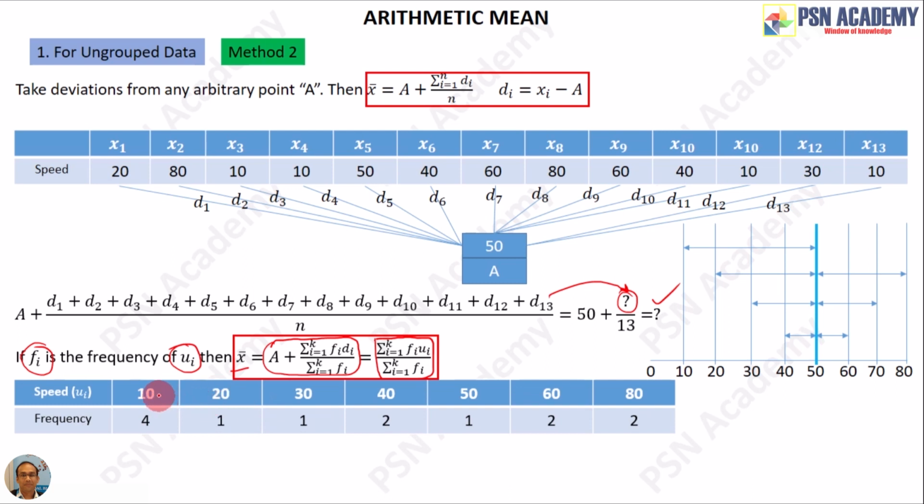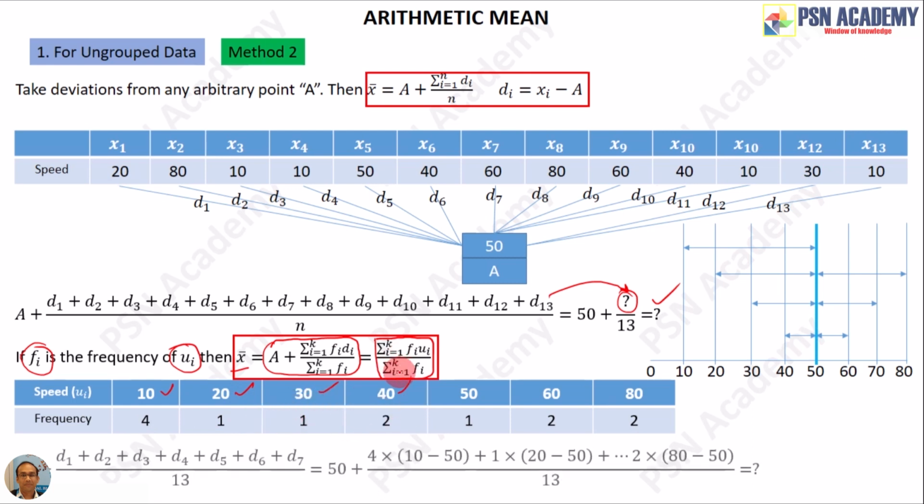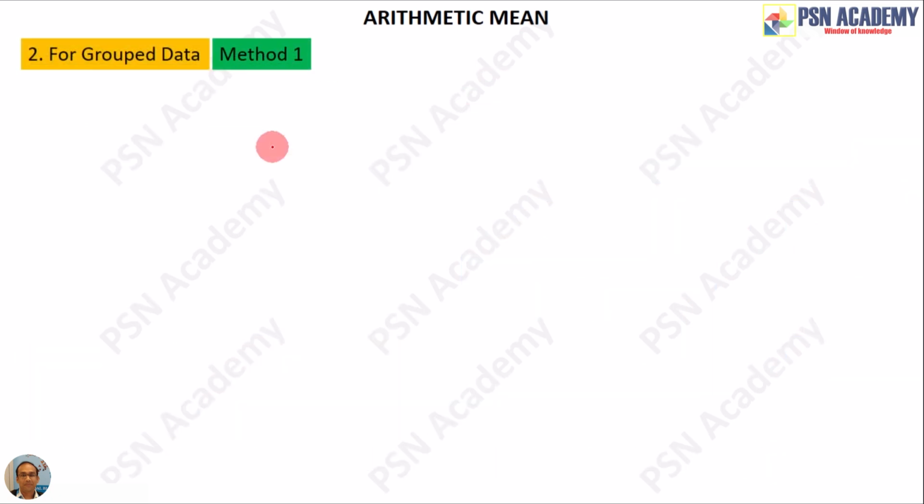So here are our ui's. 10 is one ui, that is u1. This one is u2, u3, u4, like this. And we have 4 pieces of u1s, 1 piece of u2, 1 piece of u3, like this. And if you plug these values in here, then you get this, and you compute this and you get the result as arithmetic mean. Now we talk about group data, and this is method 1.